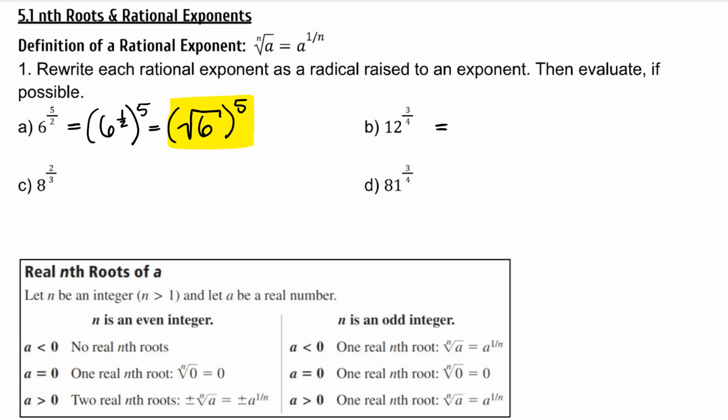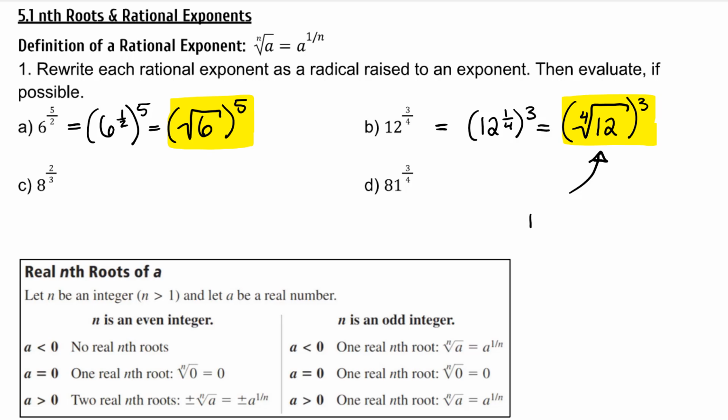Similarly, I can write 12 to the 3/4 as 12 to the 1/4 to the power of 3. 12 to the 1/4 is 4th root of 12, and this is to the power of 3. Could 4th root of 12 be simplified? That would only be if a perfect fourth is a factor of 12. 1 to the power of 4 is 1, but 1 goes into everything, so that doesn't help us break it down. 2 to the power of 4 is 16, which is bigger than 12. So this is as simple as it gets.